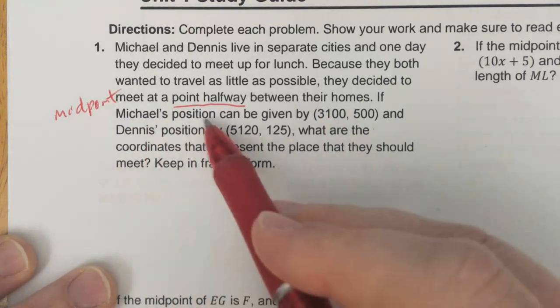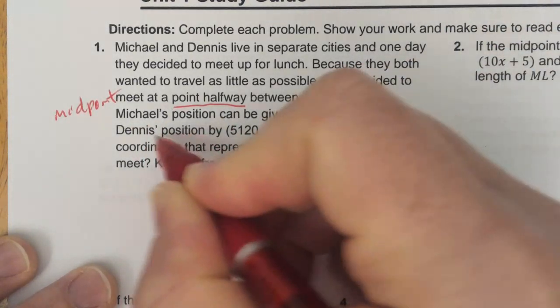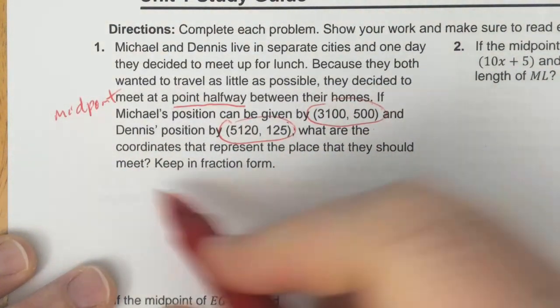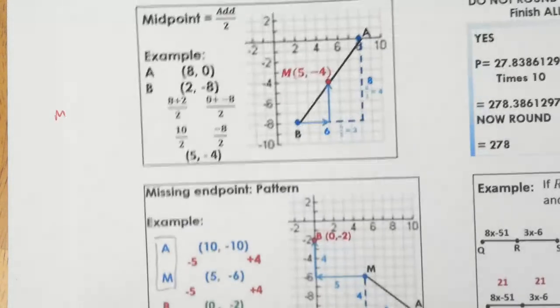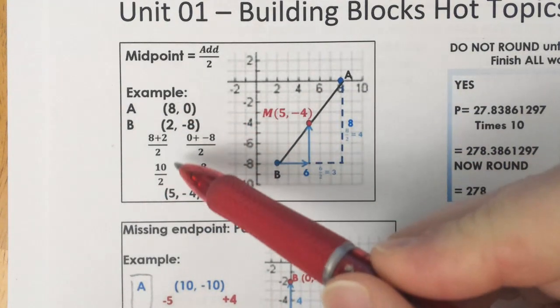If Michael's position is right here, and Dennis is right here, what are the coordinates that represent where they should meet? So we're actually looking for the midpoint. So for midpoint, all we have to do is take the two coordinates, add them together, divide by 2.